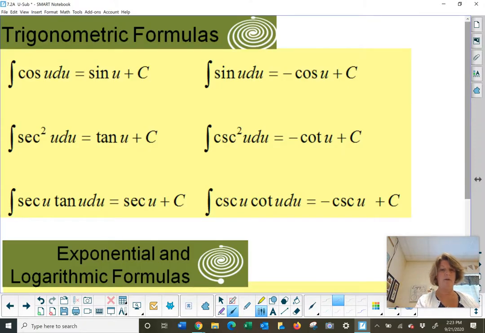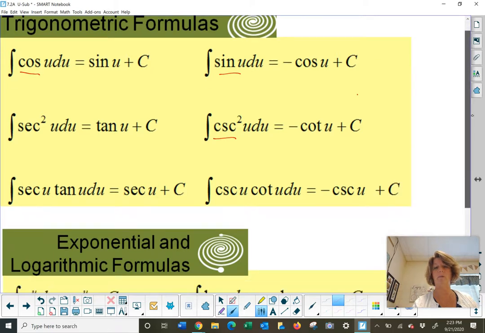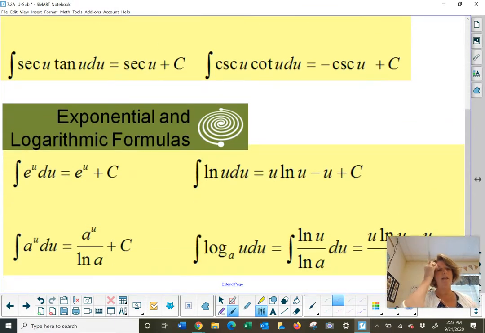Next, we've got the trigonometric functions. Integrating, we should recognize all of these. Just think in reverse of taking a derivative and you will be fine. Exponentials: the integral of e to the u is e to the u.